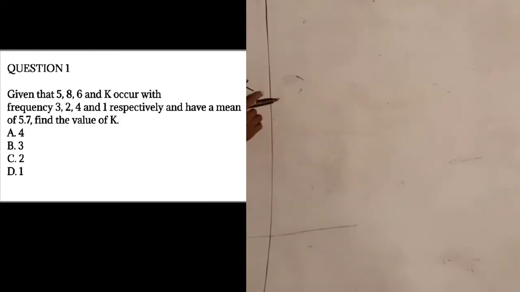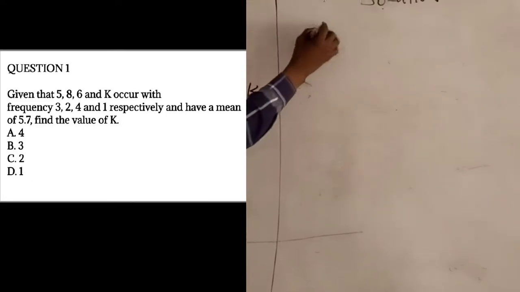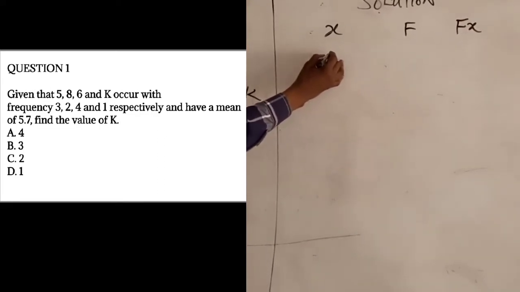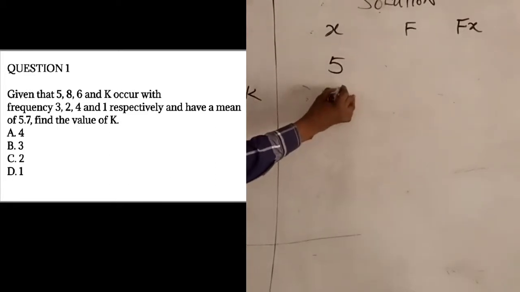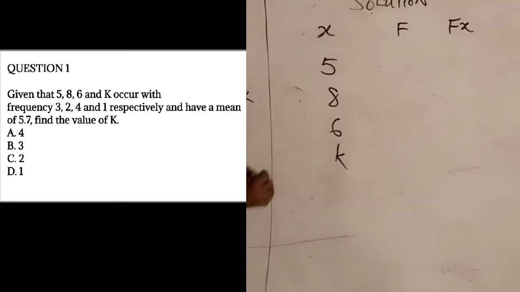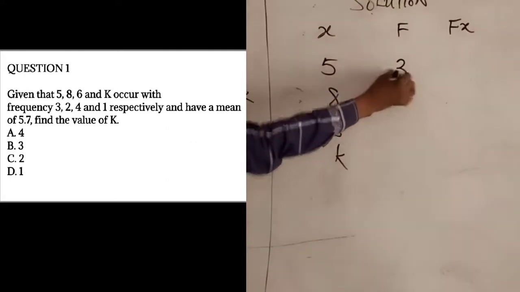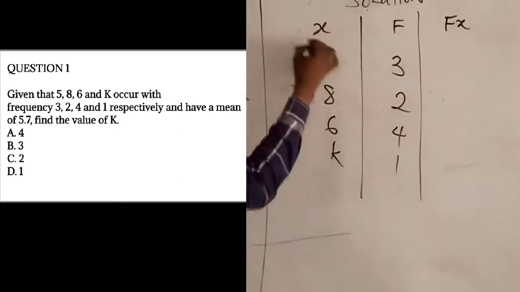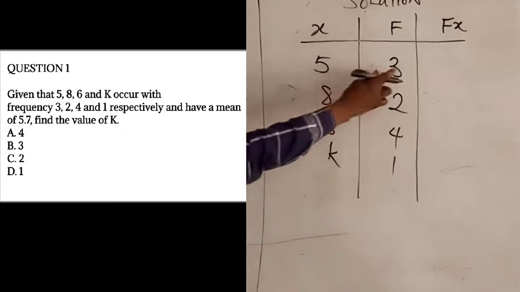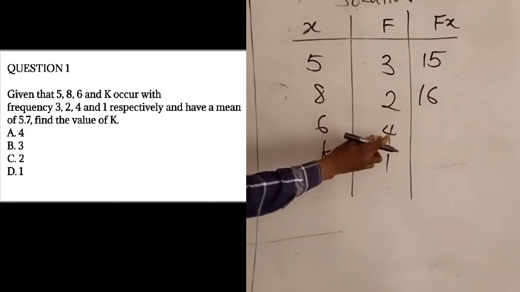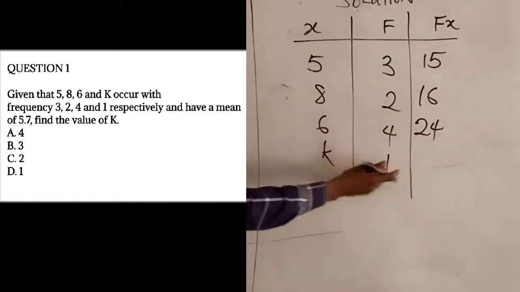The first step you do is to form the table. You have to form the table with the value of x, the value of the frequency, and the multiplication of x and f. The value of x is given as 5, 8, 6, and k, and the frequency is given as 3, 2, 4, 1. So what you have to do is to find the fx. So 5 times 3 will give us 15. 8 times 2 will give us 16. 6 times 4 should give us 24. And k times 1 should give us k.